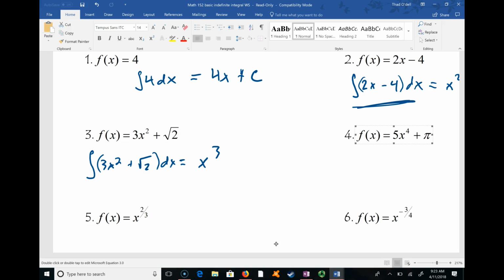And where did square root of 2 come from? It had to be square root of 2 times x, because that's just a number. So what's the derivative of x cubed? 3x squared. Woo! Not quite as exciting this time. What's the derivative of square root of 2 times x? Square root of 2. And we put a little plus c there and we're done.